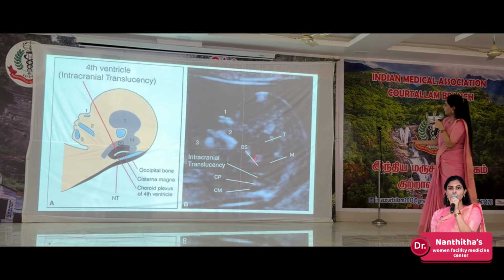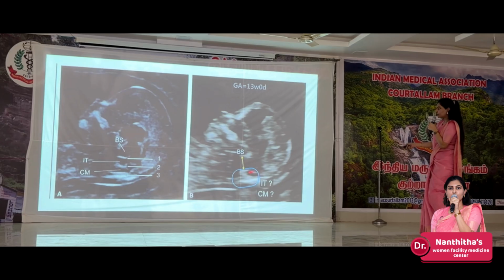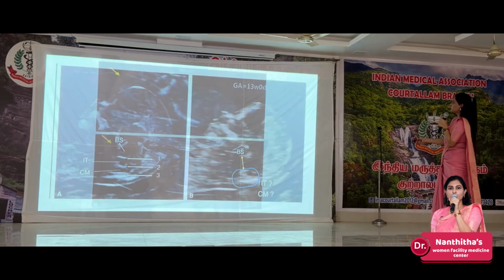This I have already explained to you, the brainstem, the intracranial translucency and the cisterna magna, everything I have explained. You can measure the brainstem, it should be less than the space below it. The brainstem occipital ratio should be more than 1. If it is not there, then there is some posterior fossa malformation.